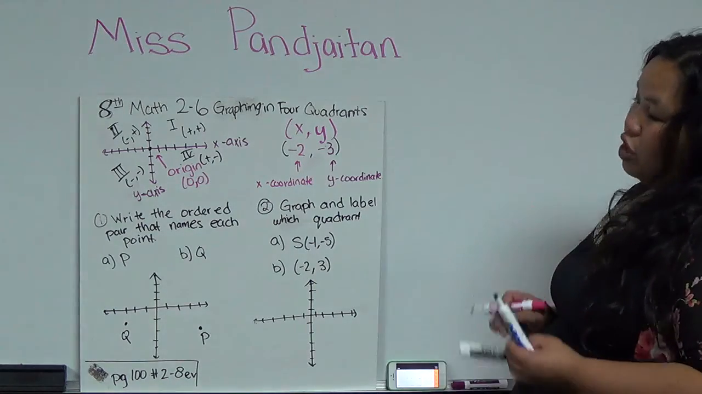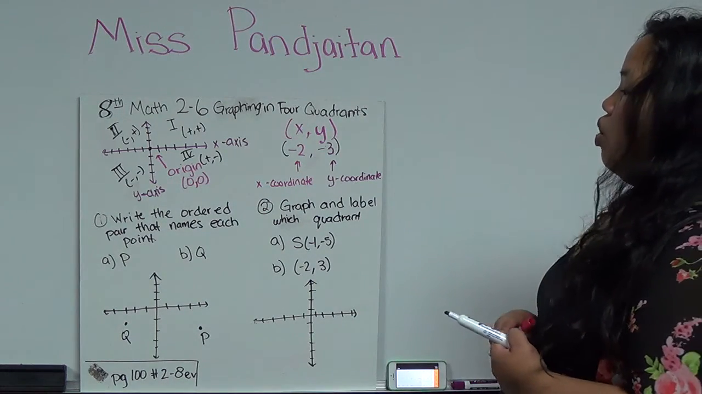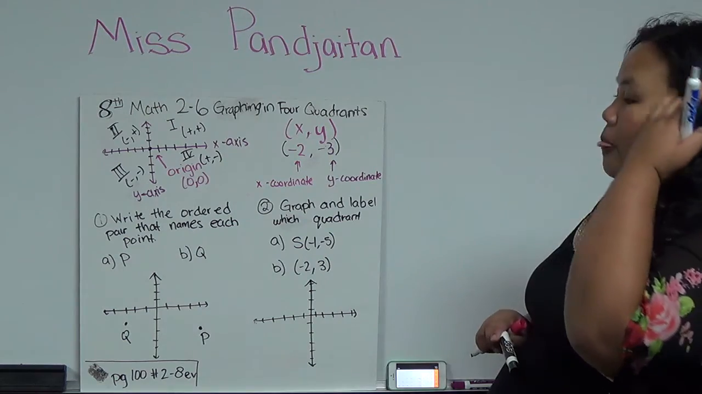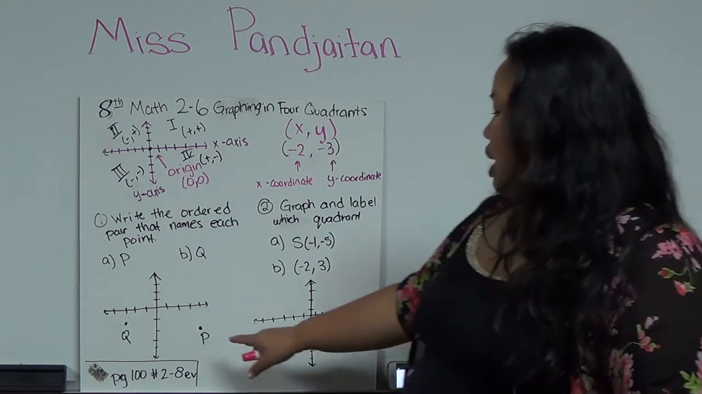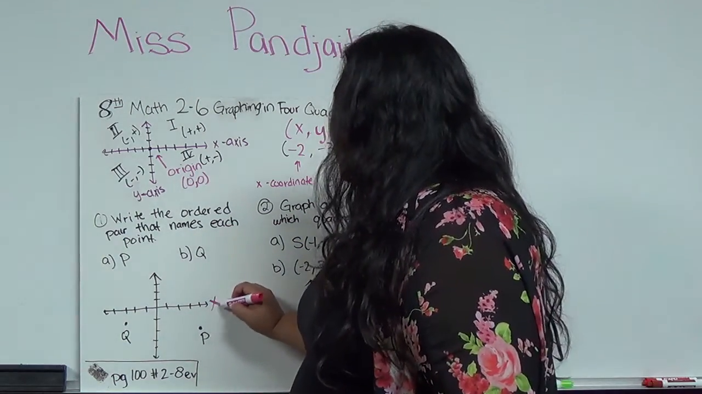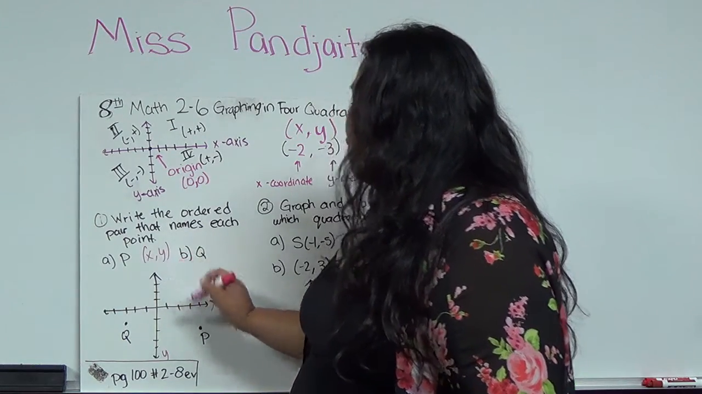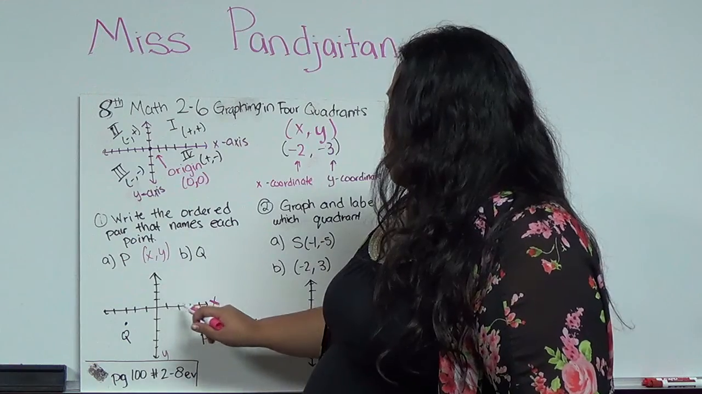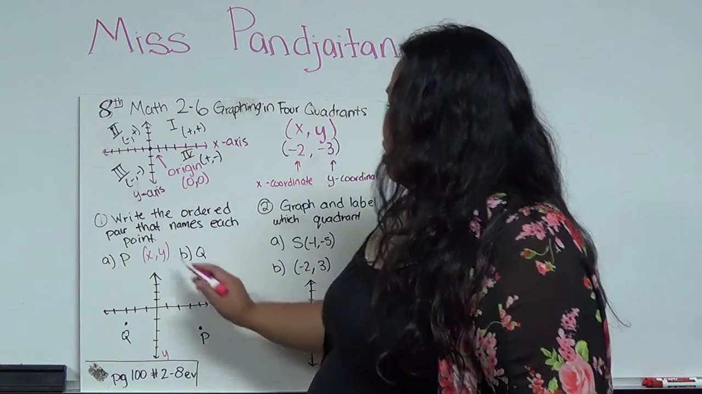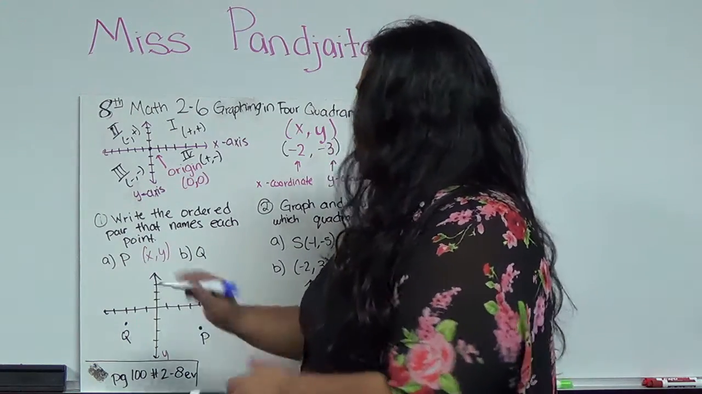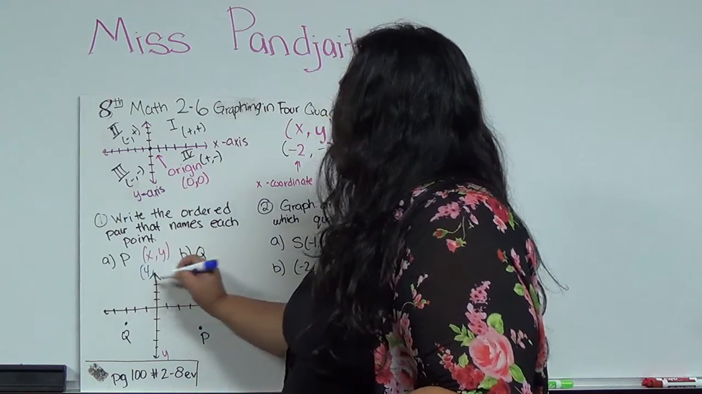So the first question is asking us to write the ordered pair that names each point. So if we go look at P, we're going to do the x-axis first and then the y. Remember that, x and then y. So let's figure out where it is on the x. 1, 2, 3, 4 on the x. So that means that this is 4, comma.